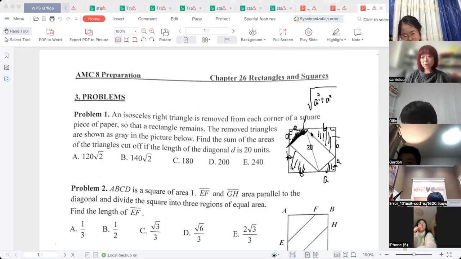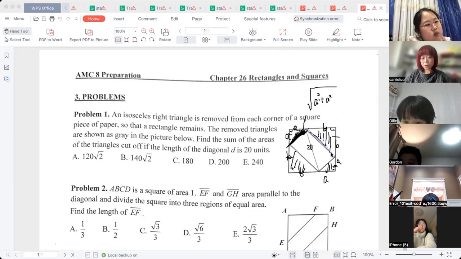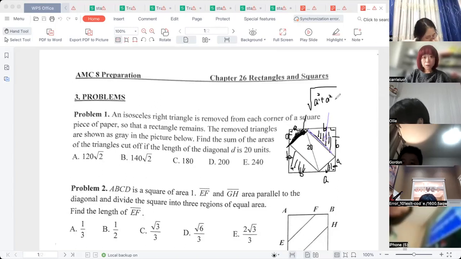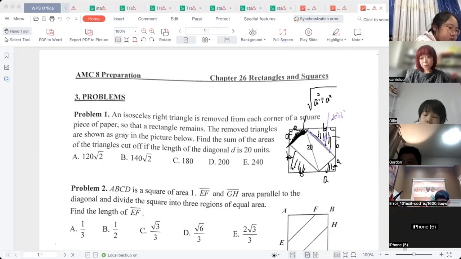Okay, so what is this one? I'm just going to change to another color, purple. So what is the measurement of this one, Gordon? B squared plus b squared, and then square root. Okay, Margaret has been dropped off. Very good, this one is b squared plus b squared, and square root.